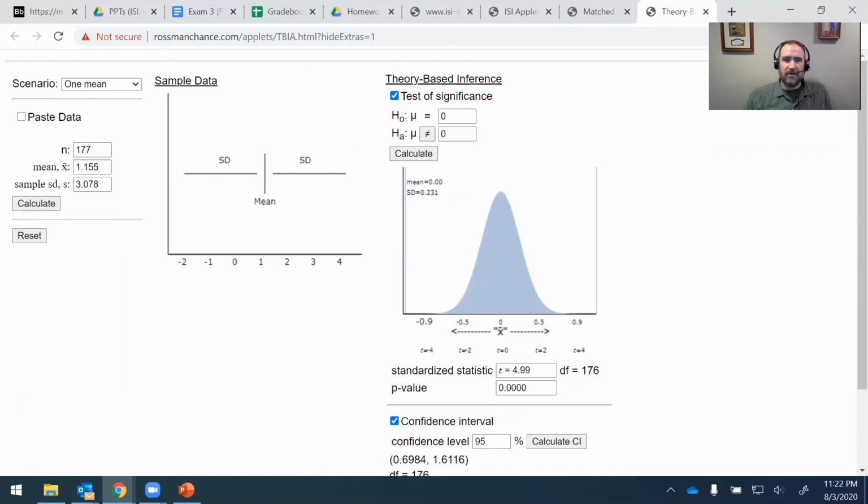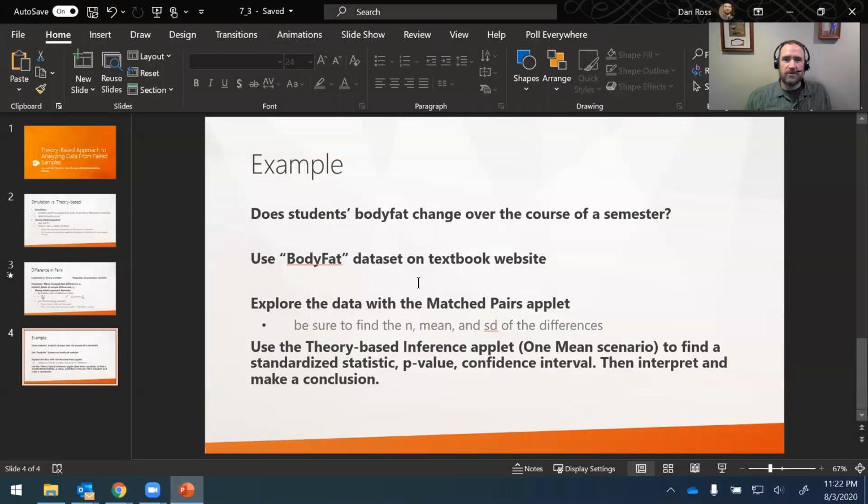All right, so that's how we can do a theory-based approach to analyzing data from paired samples.